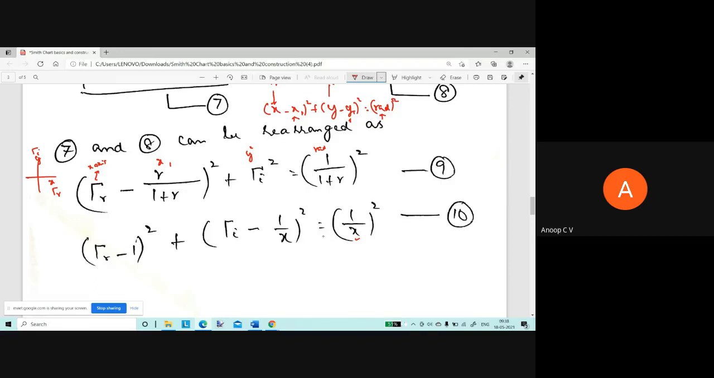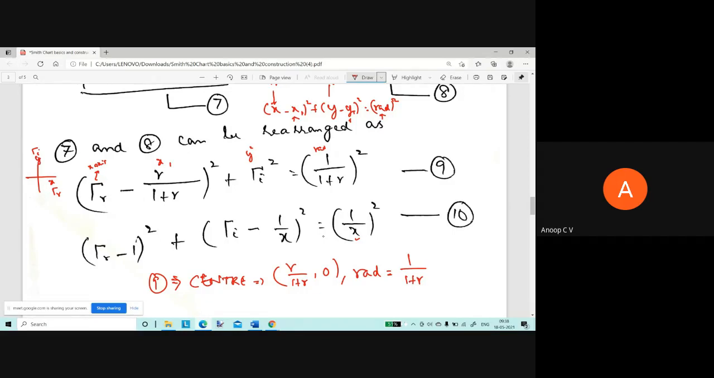Can you tell me what is the center and what is the radius? The standard expression is x minus x1 the whole square plus y minus y1 the whole square is equal to radius square. So x1 is actually what? R by 1 plus R. So I can write the center is at R by 1 plus R comma 0, and y1 is 0, right? And the radius is equal to 1 by 1 plus R.